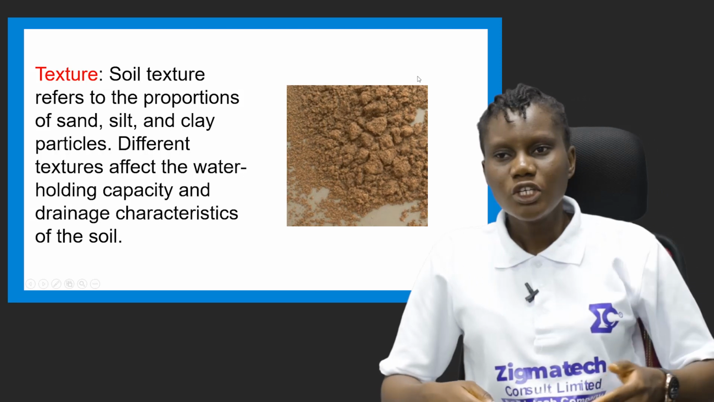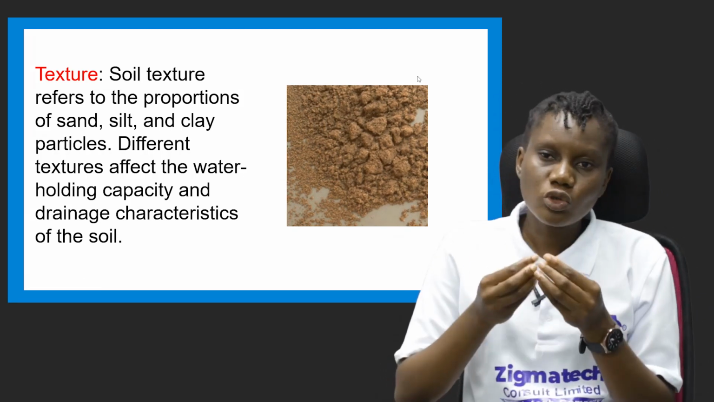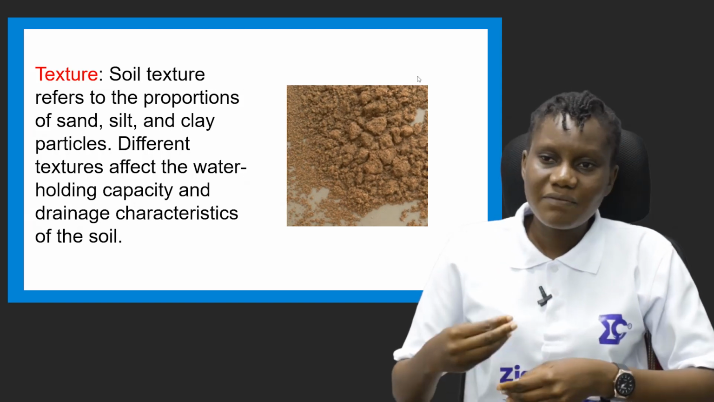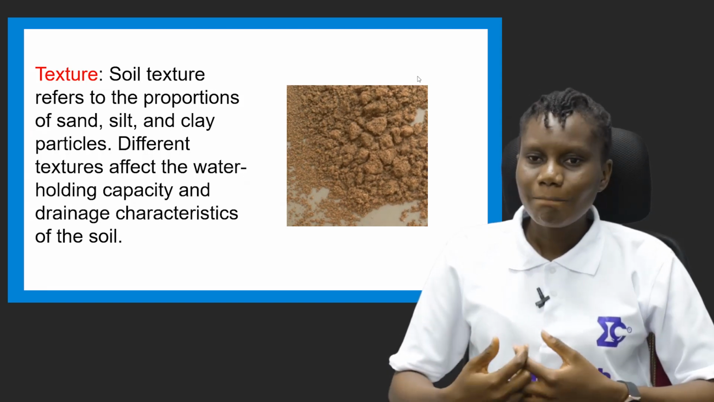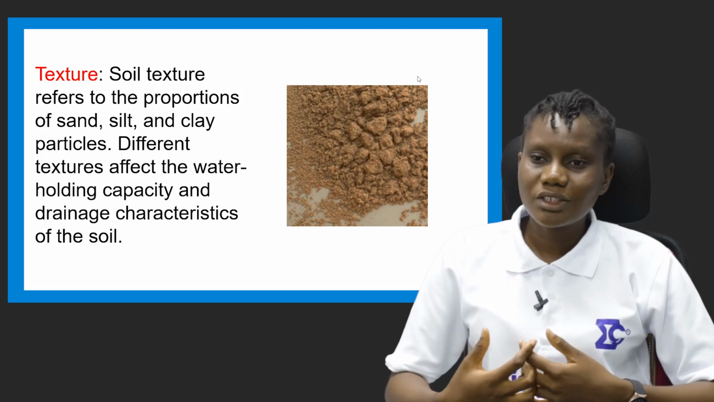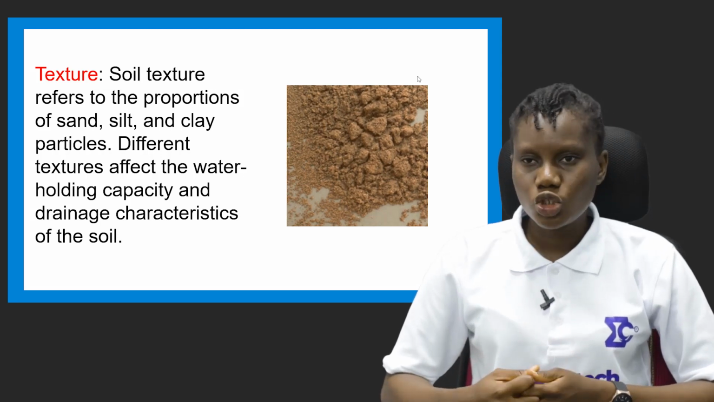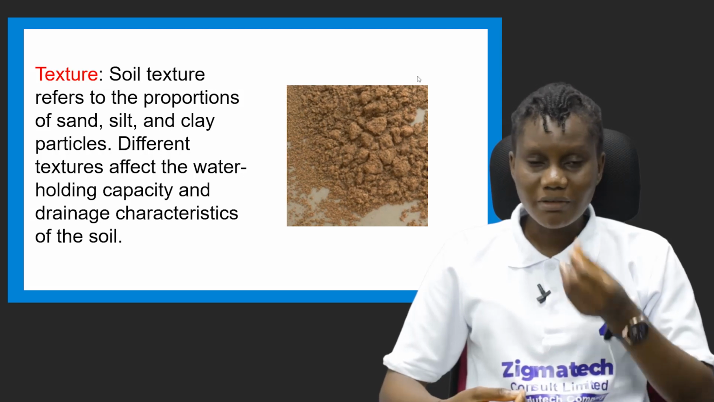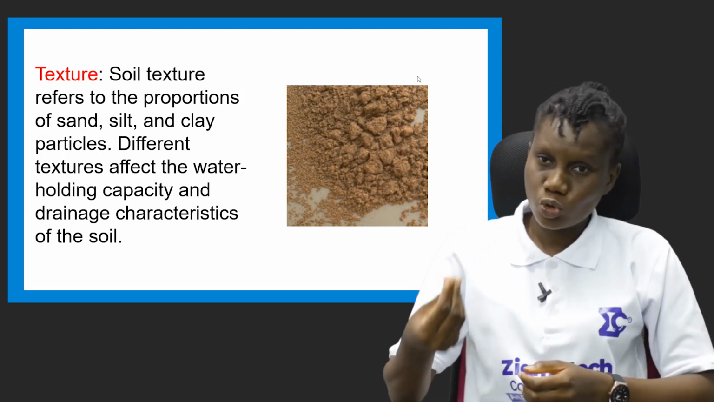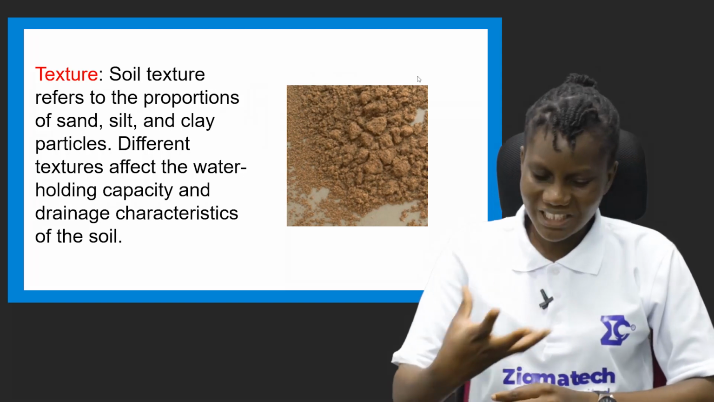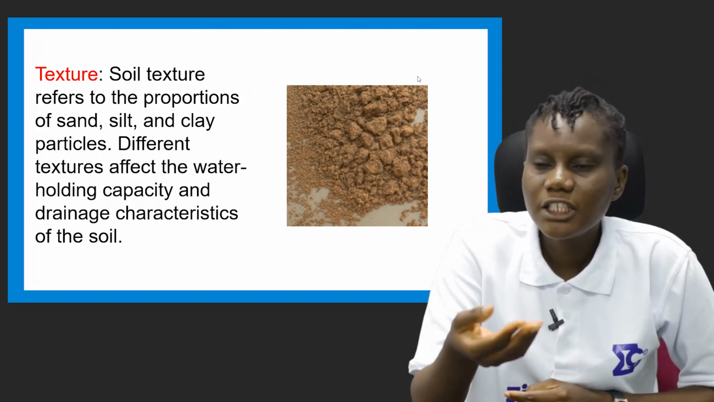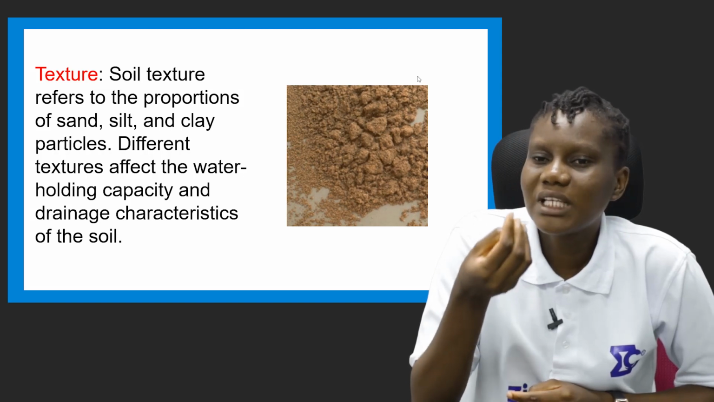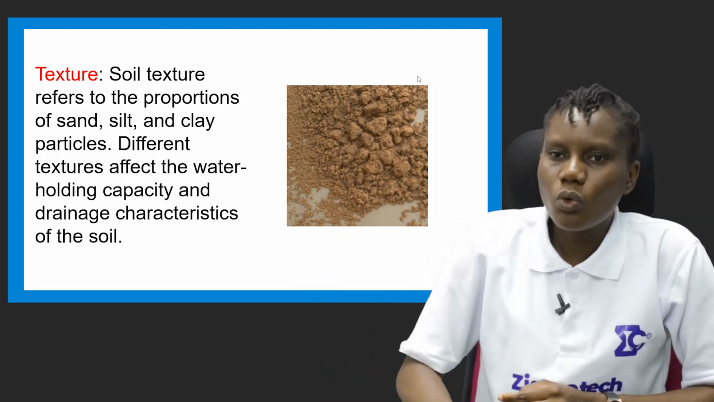First is the texture. Soil texture refers to the proportions of sand, silt, and clay particles. Different textures affect the water holding capacity and drainage characteristics of the soil. There are some soils that you pick up, they're very sharp, very coarse. We have fine soil, we have coarse soil. So by the time you touch this and it's coarse, you will know this can hold water, this cannot hold water.